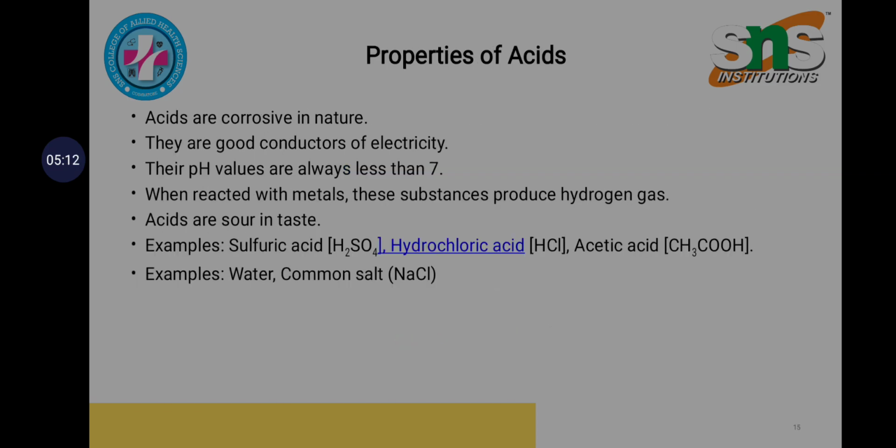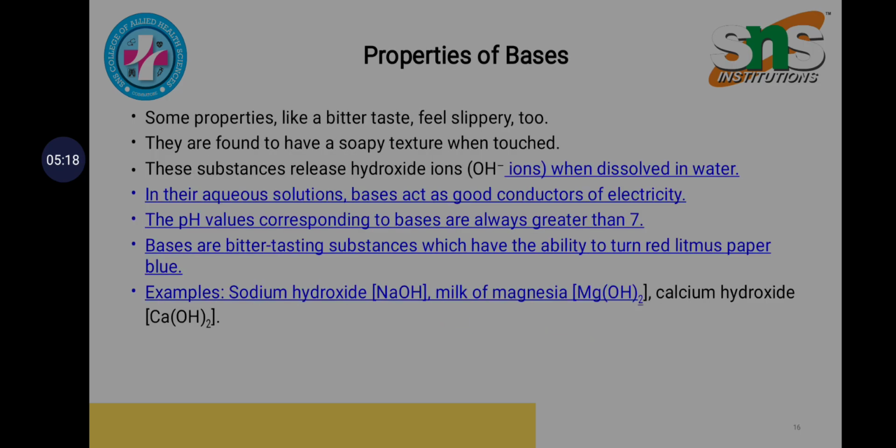And coming to the properties, acids are corrosive, good conductors of electricity, and sour in taste, and bases have a bitter taste. They have a soapy feel, and they release the hydroxide ions, OH minus ions. The commonly known examples are the base examples.